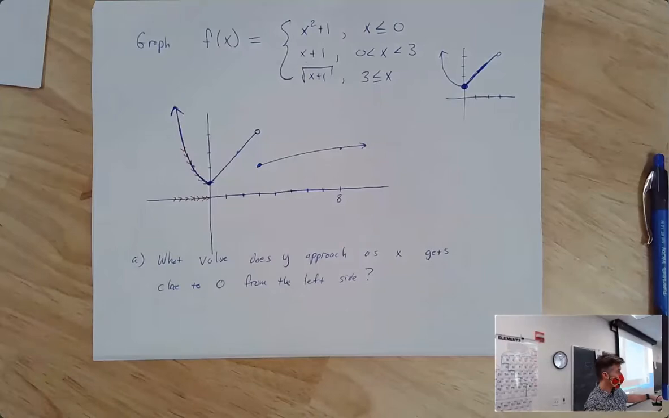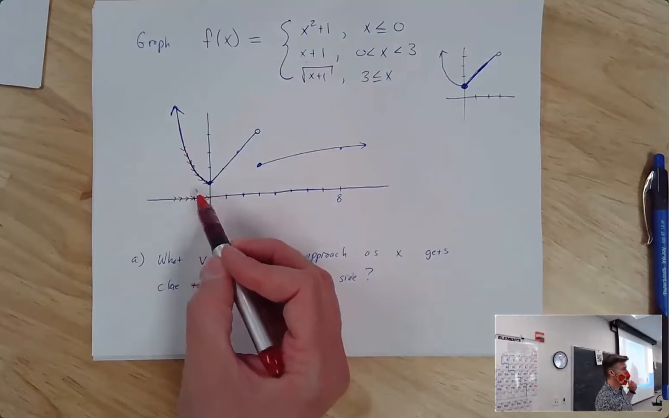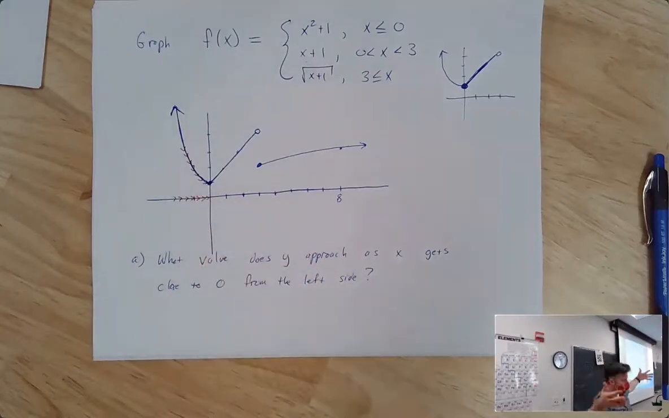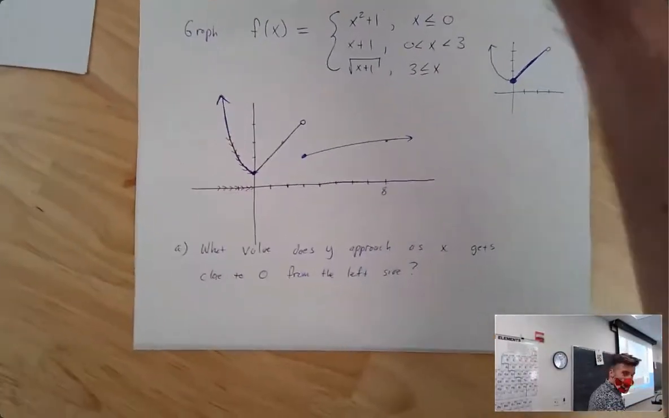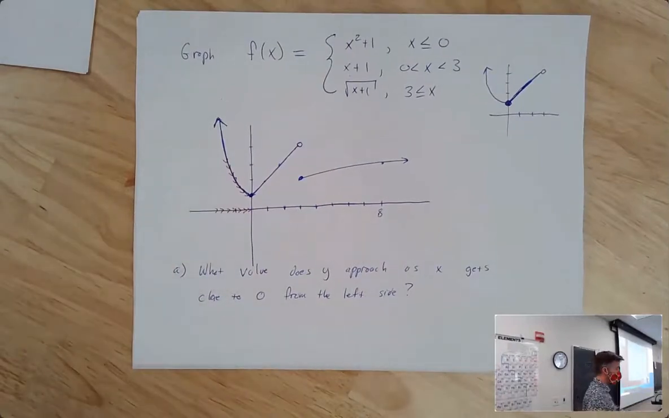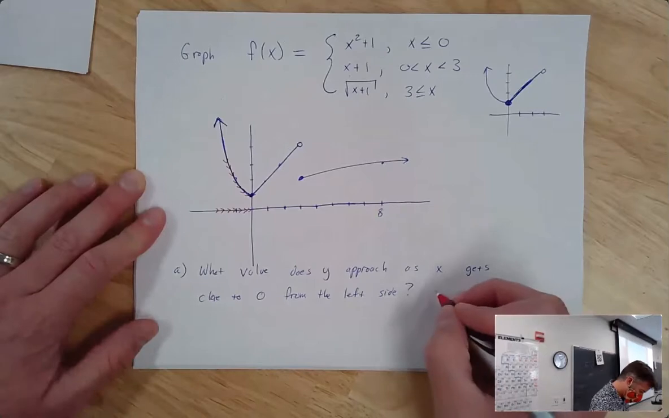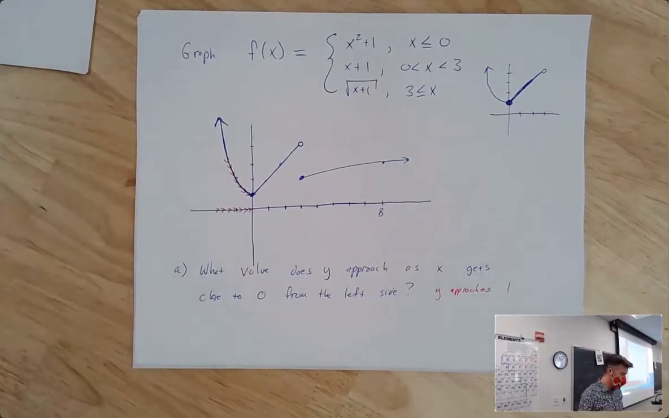The x values are getting closer to 0. What are the y values? What's the point that we're getting close to there? Well, I would say the whole point is 0, 1. But yes, the y values are getting closer and closer to the value of 1. Y approaches 1.